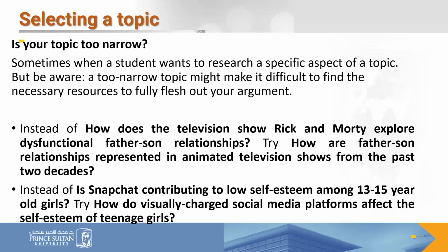Another example of a topic that is too narrow is Snapchat contributing to low self-esteem among 13 to 15-year-old girls. Instead of focusing only on Snapchat, instead of focusing on 13 to 15-year-old girls, we can say, how do visually charged social media platforms, including Snapchat, affect the self-esteem of teenage girls? I hope the idea is clear to you that we need a manageable topic. We don't need a too broad topic. We don't need a too narrow topic. And we don't need a topic that we cannot achieve at the same time.